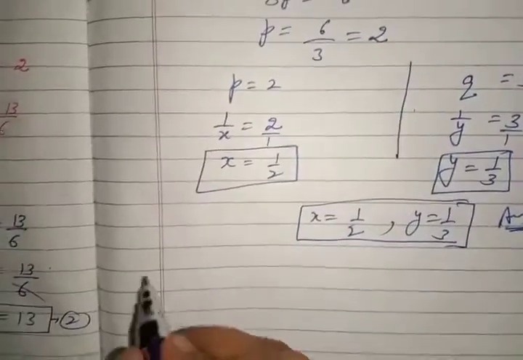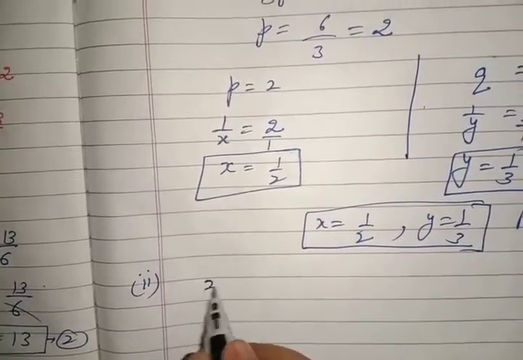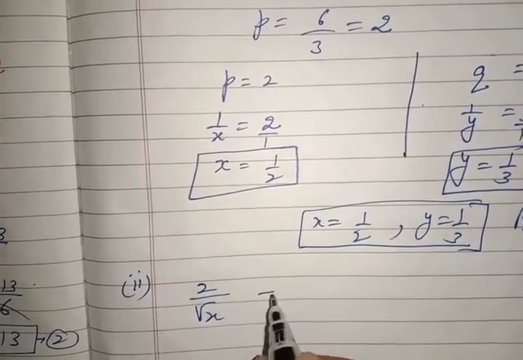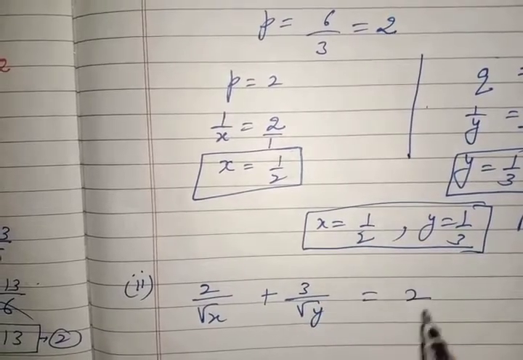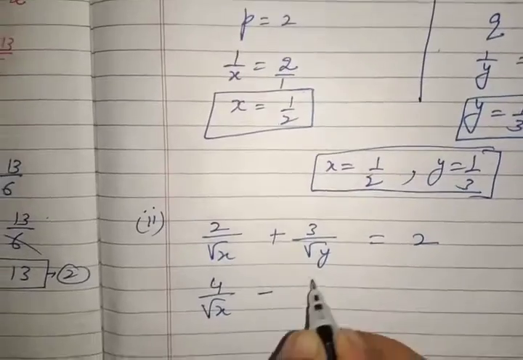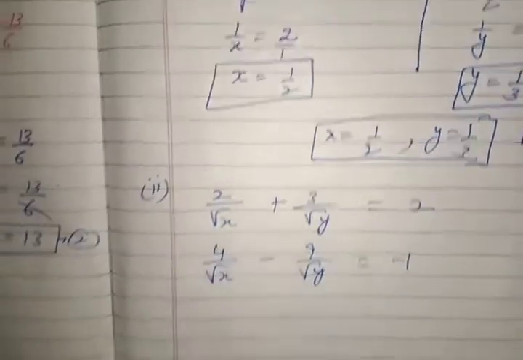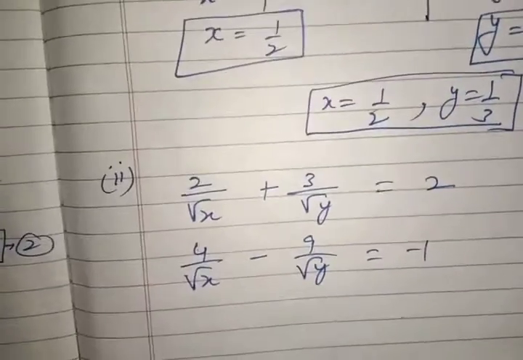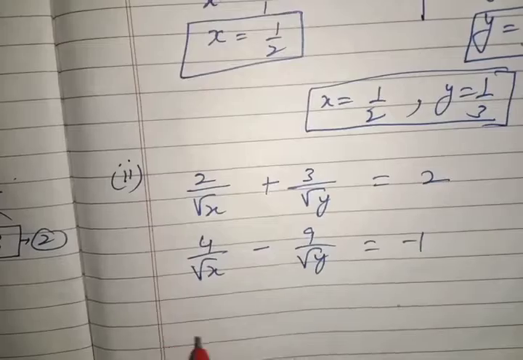One more part I am taking, that is the second part. The second part says 2 by root x plus 3 by root y is equal to 2, and 4 by root x minus 9 by root y is equal to minus 1. Even though the question is very easy, students generally just see this root and think that this question is very difficult. That's why I am doing it for you.